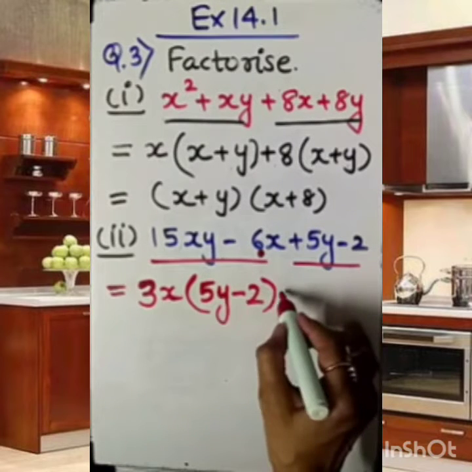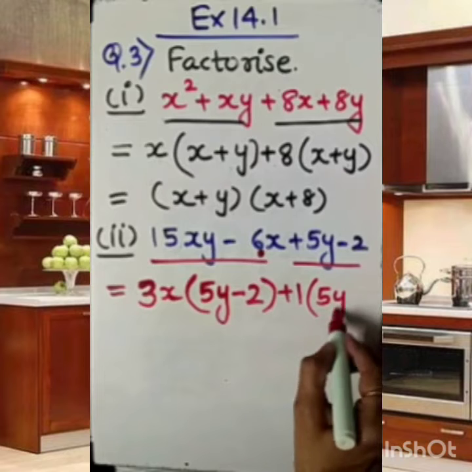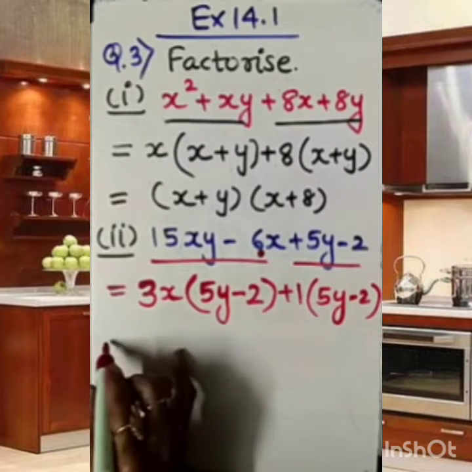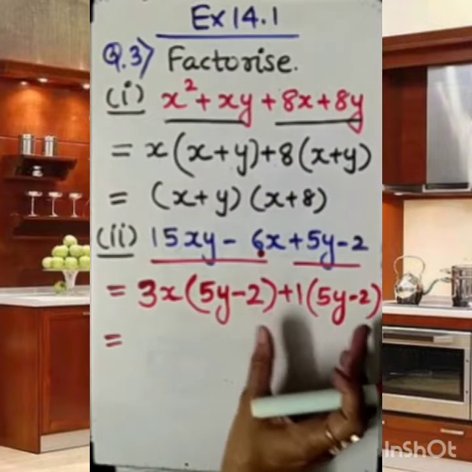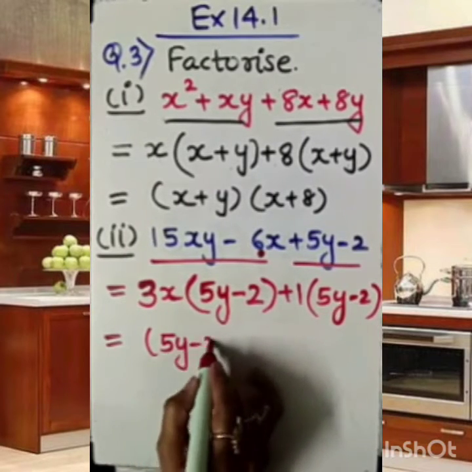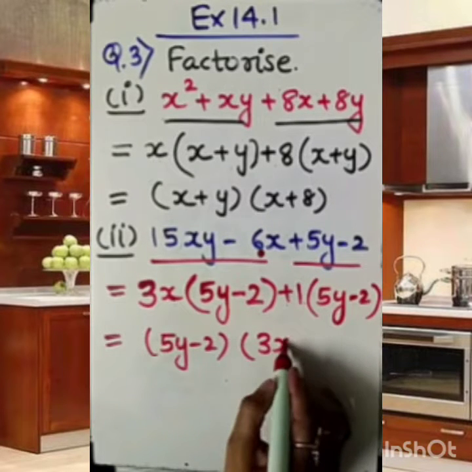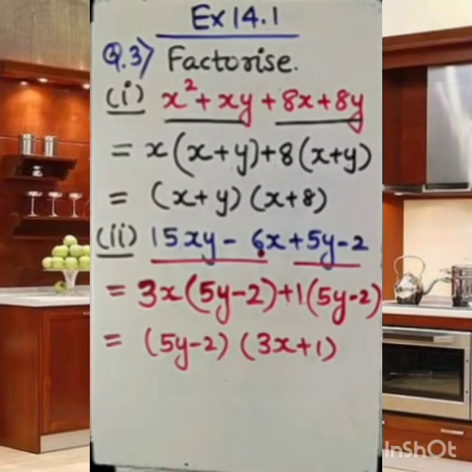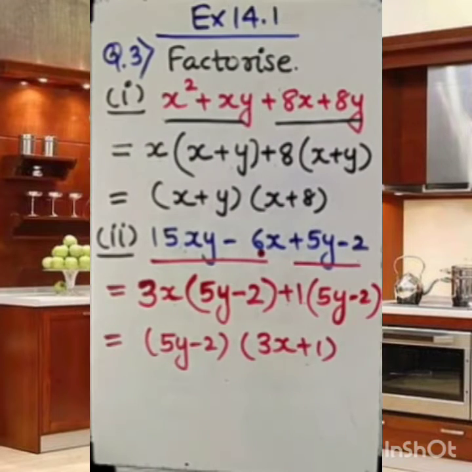Out of these two terms, 1 is common. So what will be left? 5y minus 2 will be left. So you can see 5y minus 2, 5y minus 2, one time common, and 3x plus 1 in another bracket. So these two are the factors of the given expression.